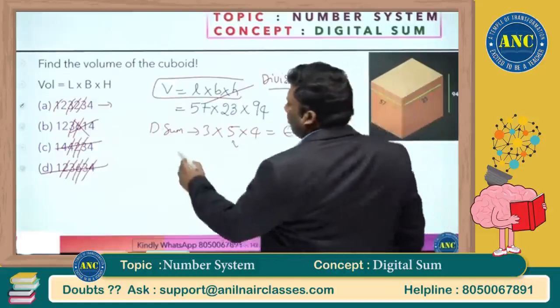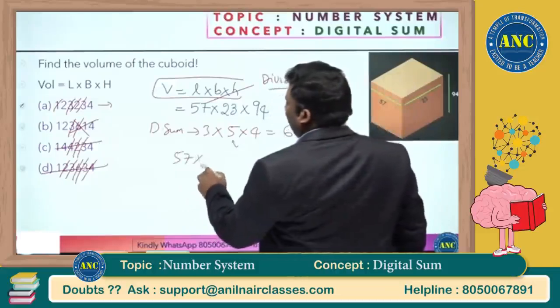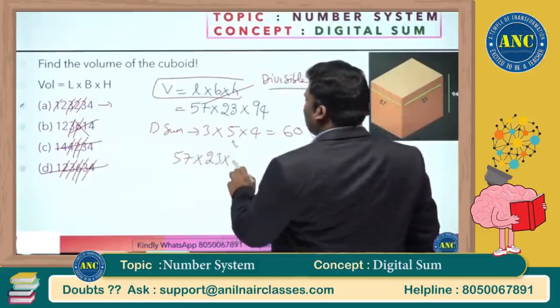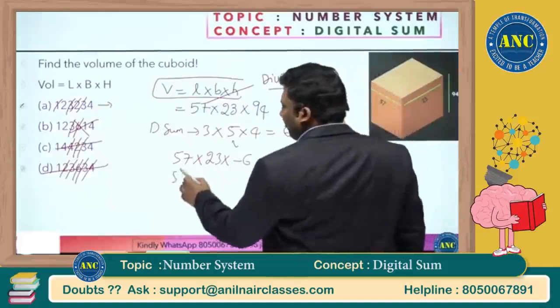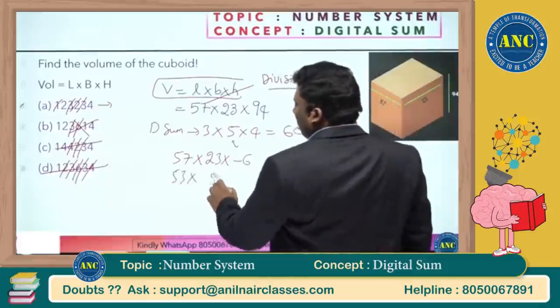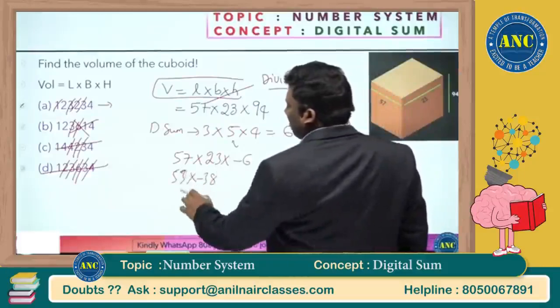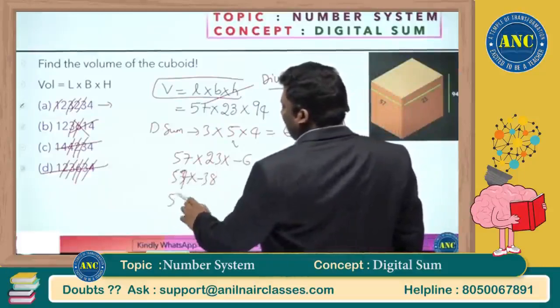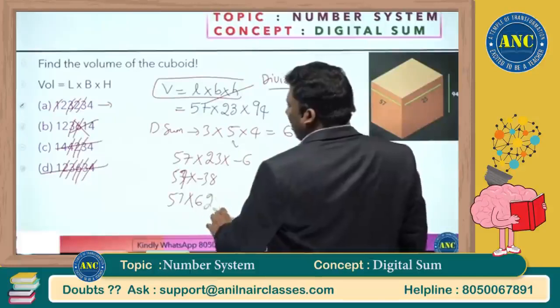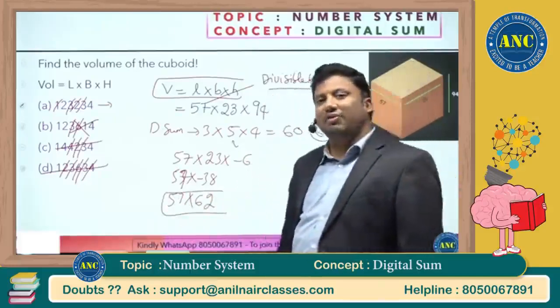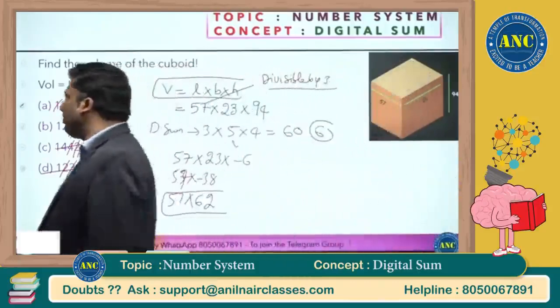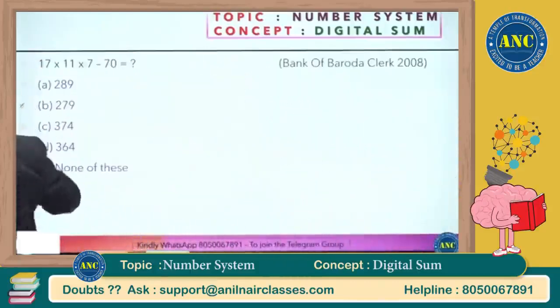Even if you use the last two digits, 57 into 23 into 94 divided by 100, minus 6 into minus 38. 57 into minus 38. 57 into 62. That also will help you to eliminate if the last two digits are different. I hope the idea is clear. Next one.